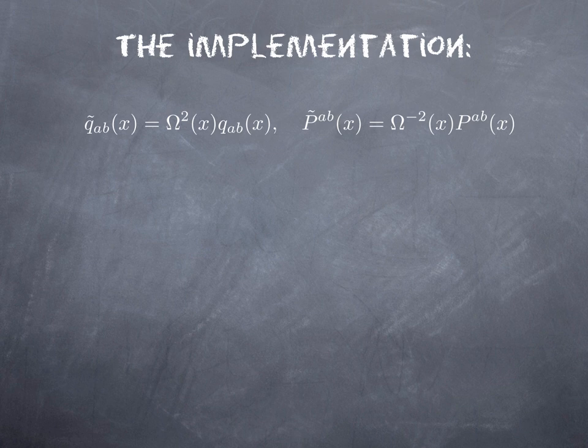Now we're going to take a conformal factor Ω² and multiply the metric with it, getting a new metric q-tilde. We're also taking this P and multiplying it with the inverse of Ω², so with Ω to the minus 2, obtaining a P-tilde. By such a conformal rescaling, q-tilde and P-tilde still have their standard canonical brackets because the factors of Ω just cancel. So the question is now, what is a good choice for this Ω?